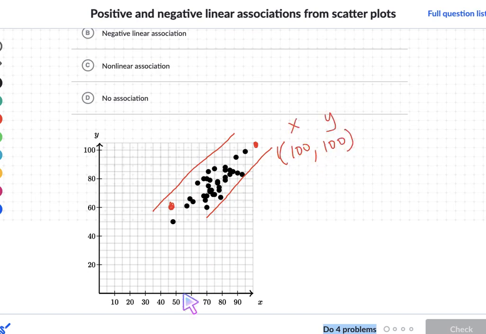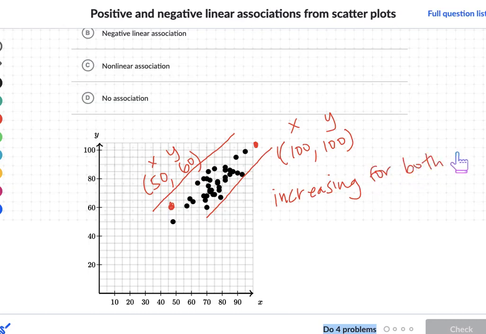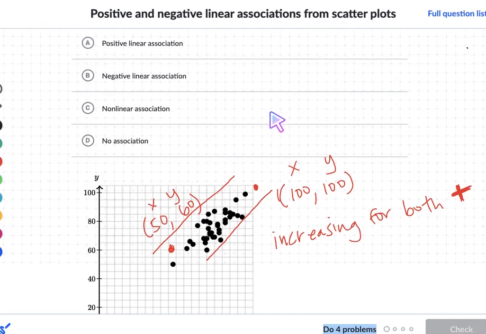Here, the other point that I made down here, according to this trend, would be like a 50 for the x and like a 60 for the y. Okay, so that means as x is increasing, y is also increasing. X goes from 50 to 100, y goes from 60 to 100. So they're both increasing. So that means it's positive if it's increasing for both. That's a positive linear association.